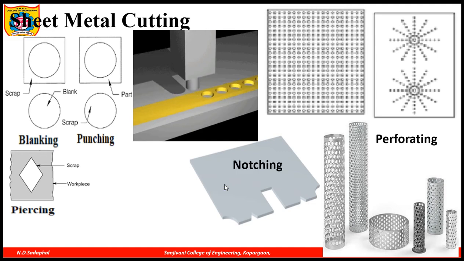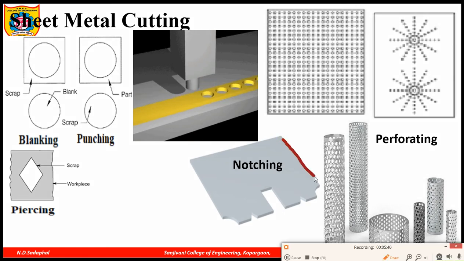Then next is notching. What is notching? Notching is a process of removing a part of the metal sheet from the edge. These are the edges of the workpiece: this one edge, this another edge, this another edge. Some portion of the workpiece, it may be rectangular or triangular, some part of the metal sheet is removed from the edge of the workpiece, then it is called the notching process.